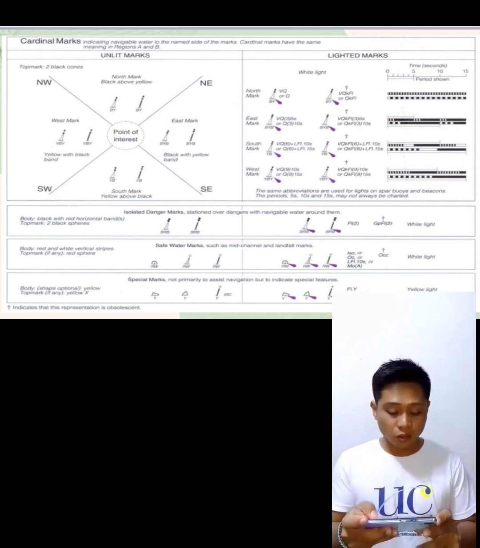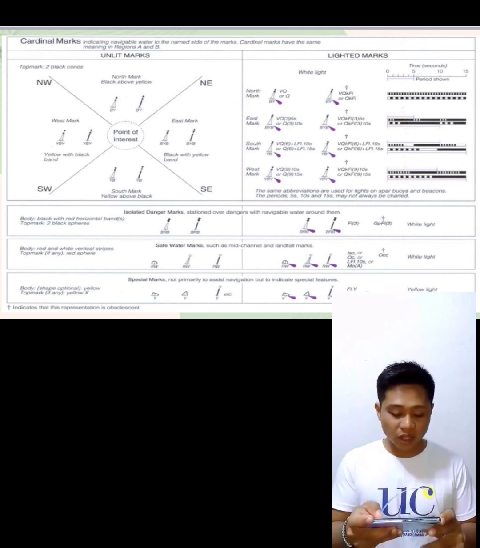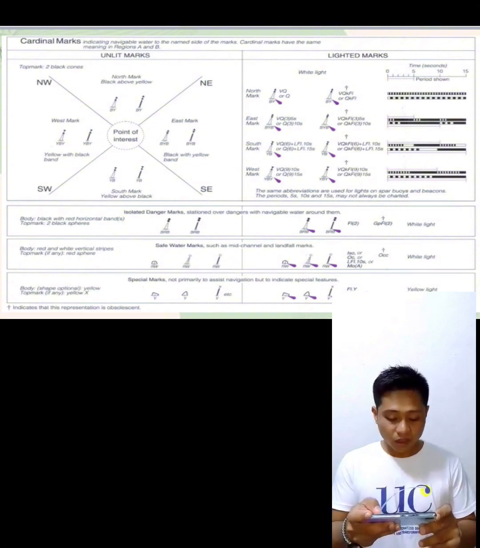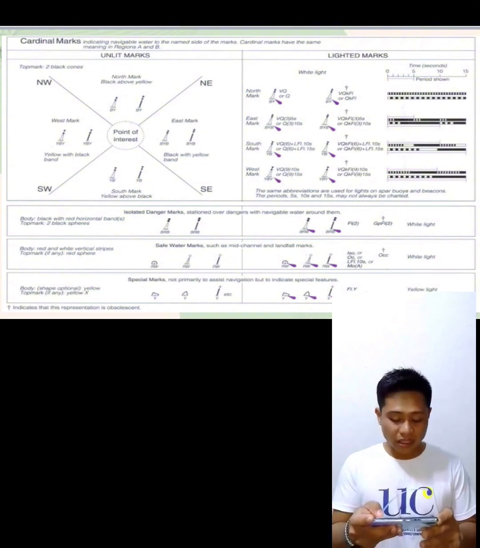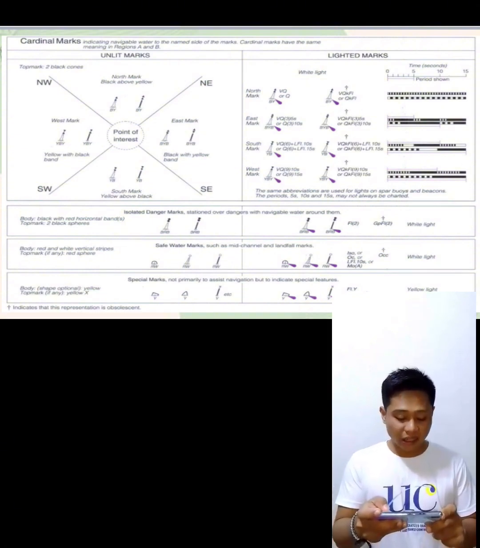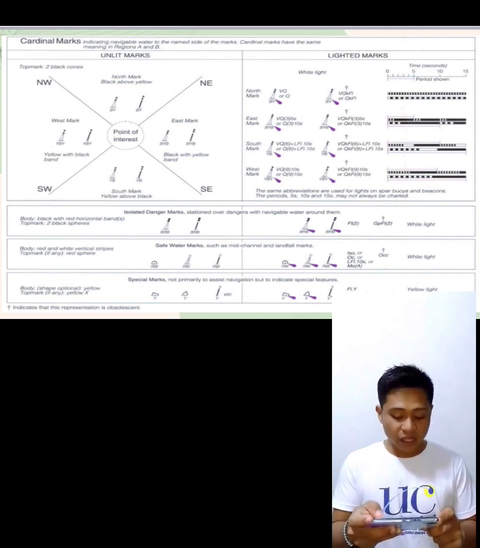Top mark, two black cones. North mark: black above yellow. East mark: black with a yellow band. South mark: yellow above black. And West mark: yellow with a black band.